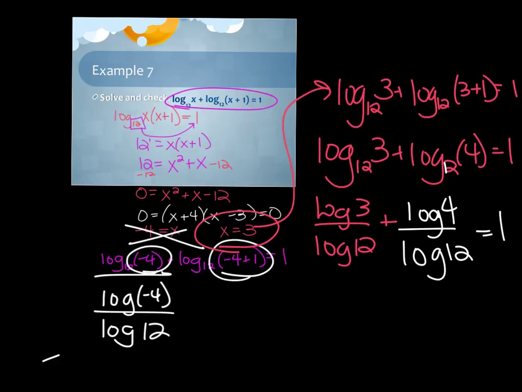So if I do that in the calculator, log of 3 divided by log of 12, which is like 0.442, and then log of 4 divided by log of 12, and I get 0.557. Add that to that 0.442, and I get 0.99998, which is pretty close to 1. You could do the same thing. Yeah, it's the same thing. So you could check it either way.